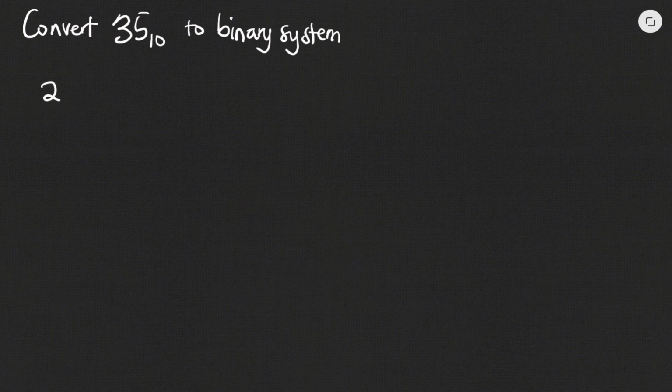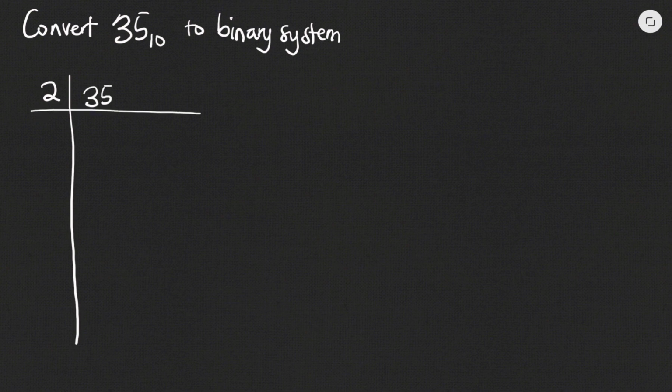Okay, so 2, 35, then we write down our remainder. Now 2 will go into 35 17 times, and that 17 will give me 34. My remainder is 1 because I have 35. So from 34 to 35 is only 1 difference.